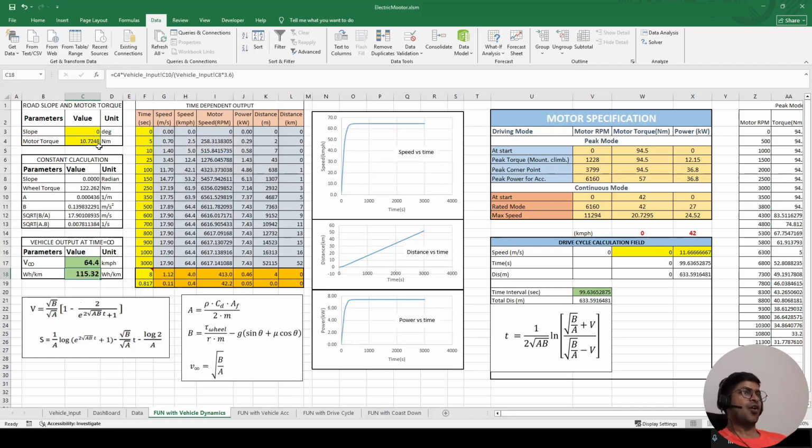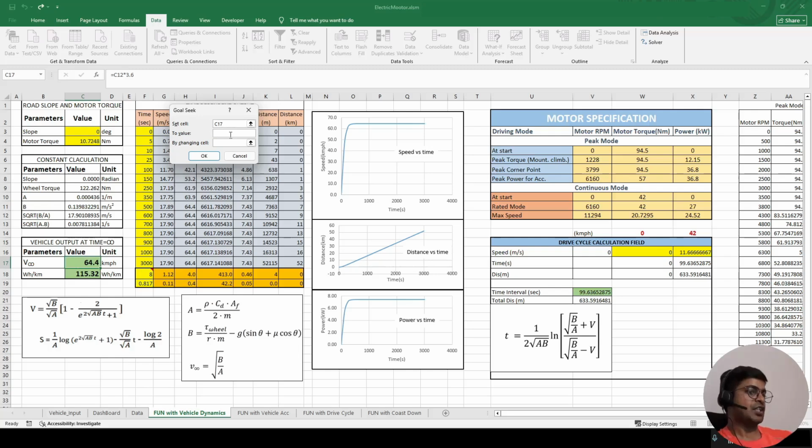So I got the torque value, but the speed of the vehicle is now 64.4 kmph. But how much do I need? I need 22.4. How do I get it? I cannot change this torque, because if I change this torque, my watt hour per kilometer is going to change. The only input I'm left with to change is the slope of the road. So now, in order to set the average velocity equal to 22.4 kmph, I change the slope of the road.